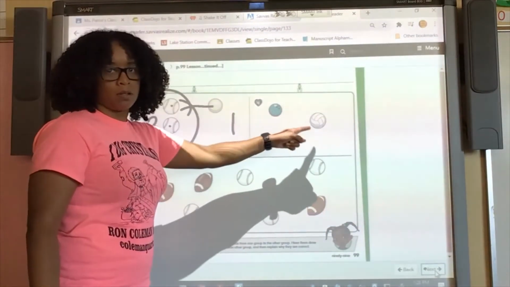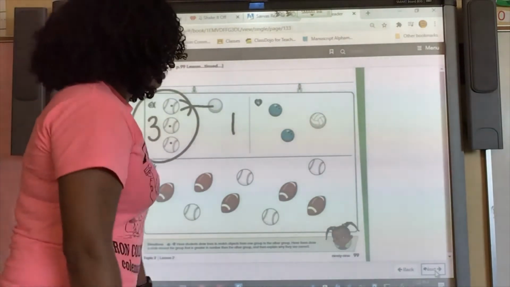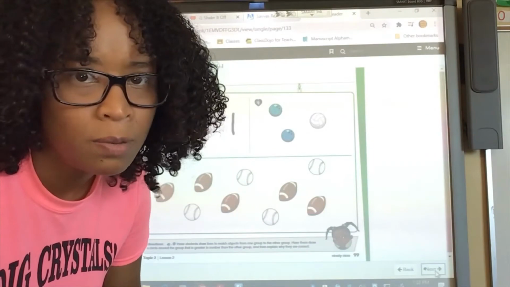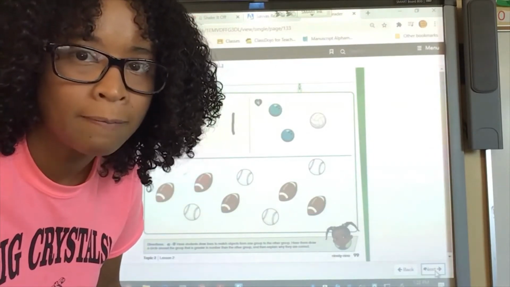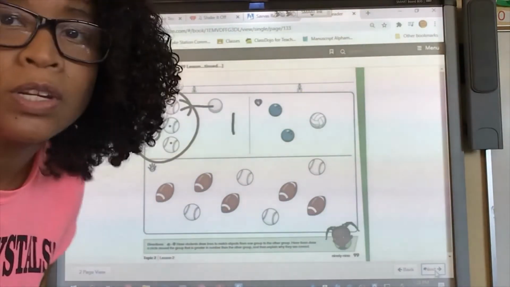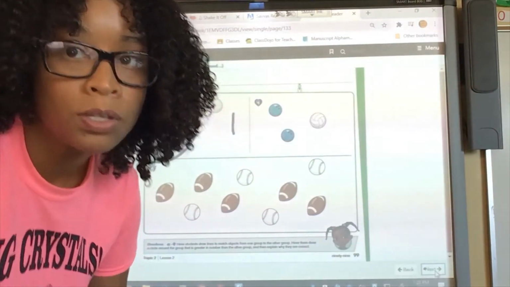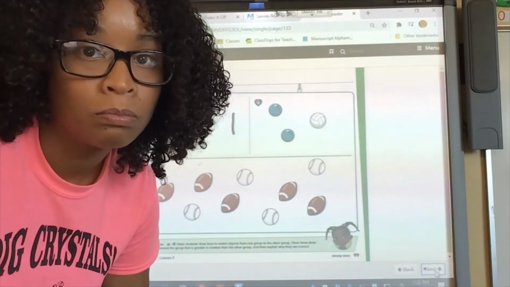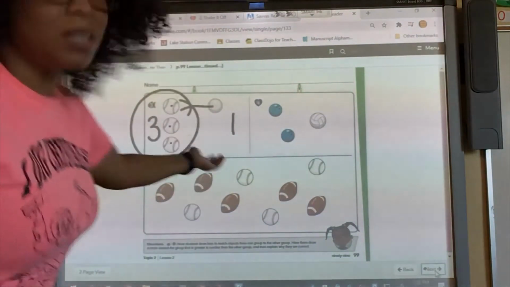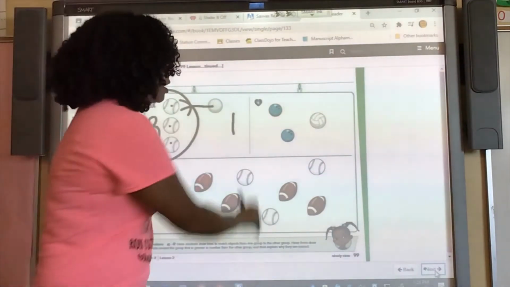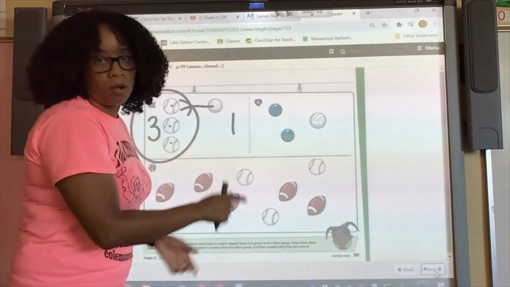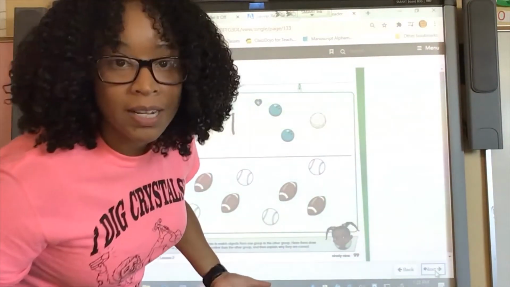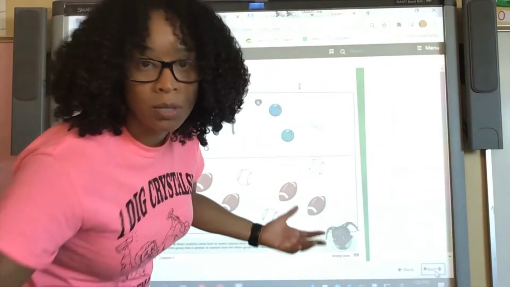We got some more bowling balls, and now we have a volleyball. Do you think you could just look at that without counting and without doing partners and tell me which one is greater? Which one do you think is greater? The bowling balls or the volleyball? Which one is more? The bowling ball. Yeah, you can even just look at that and tell that there are more bowling balls. There are more bowling balls than there are volleyballs. But let's just count and check partners to be sure.